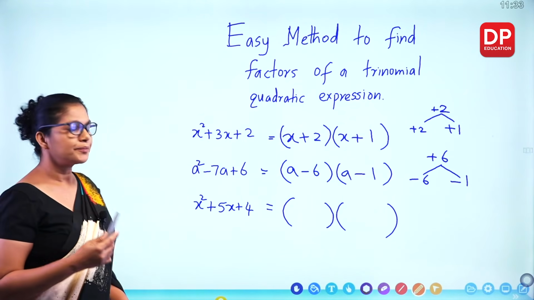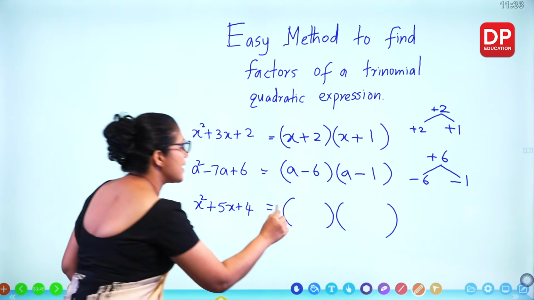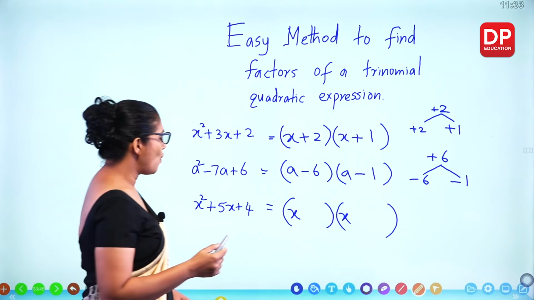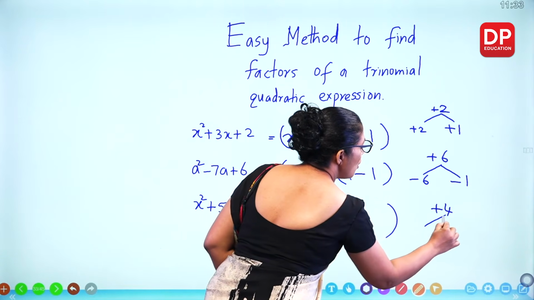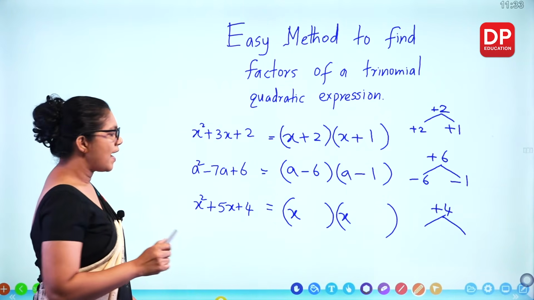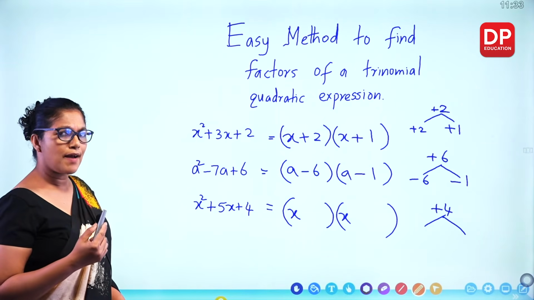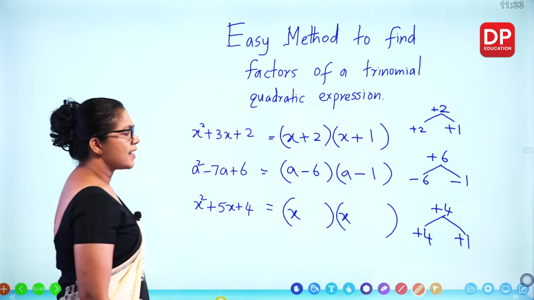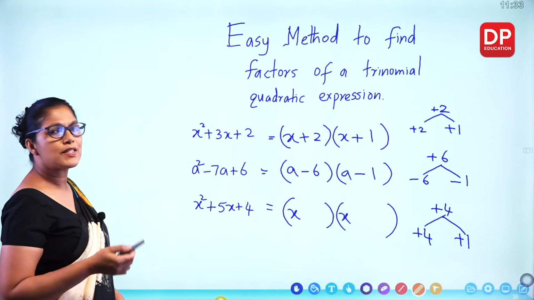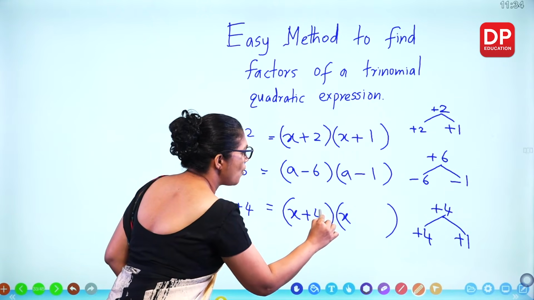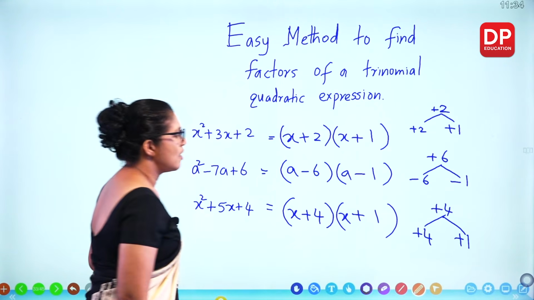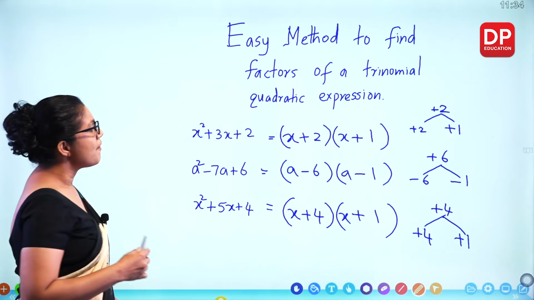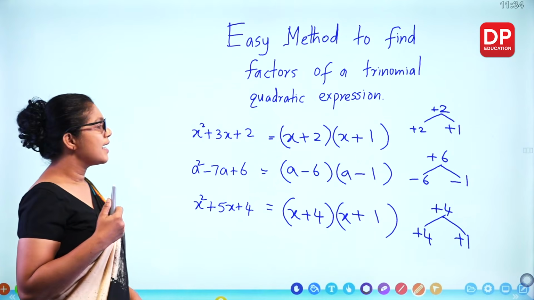What about this one? How do you get x squared? X and x. Now look at the last number, 4. How do you get 4, plus 4? And when you add the factors, you should get 5. So what are the factors? Plus 4 and plus 1. Straight away, when you add, you get plus 5. So here you can write plus 4 and plus 1. So here, these are the factors of these quadratic expressions.